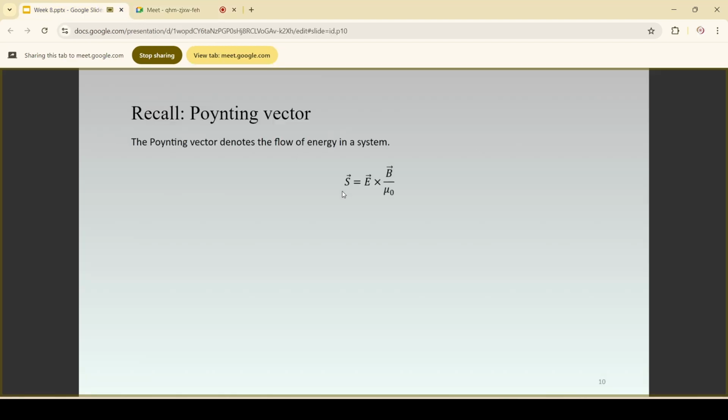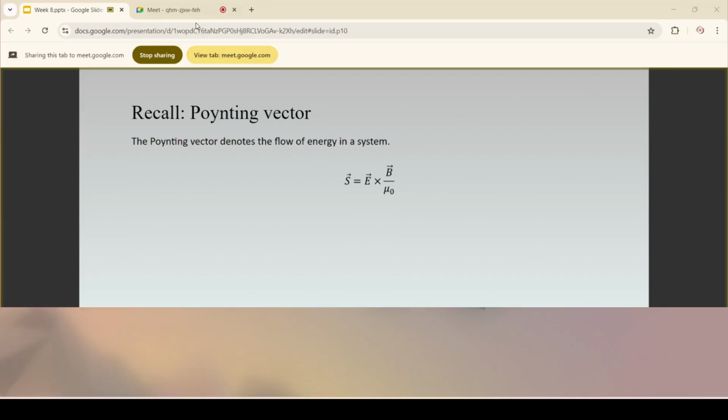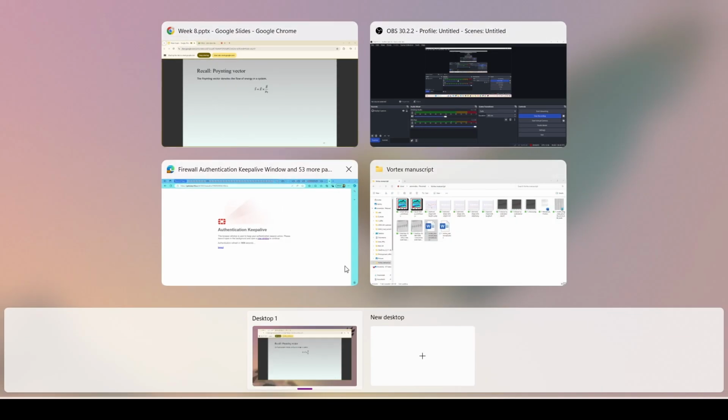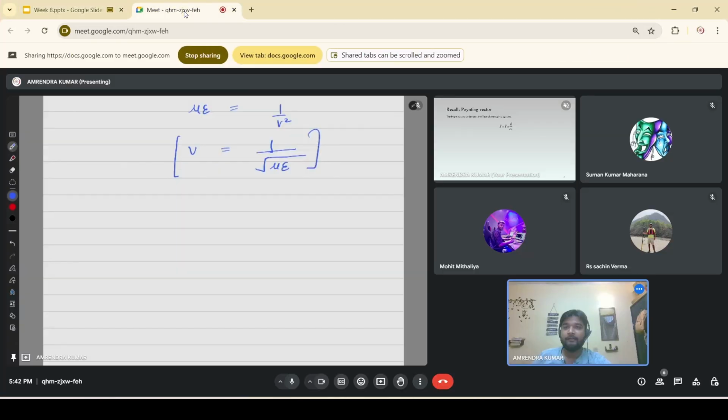Now our next question is, before going to that, first we have to recall what a Poynting vector is. The Poynting vector actually describes the flow of energy in a media, and it's along the direction of propagation. So if you have a source where you know the electric field and the magnetic field direction, you can calculate the Poynting vector by just doing the cross product between the electric field and the magnetic field. So you can calculate from there.